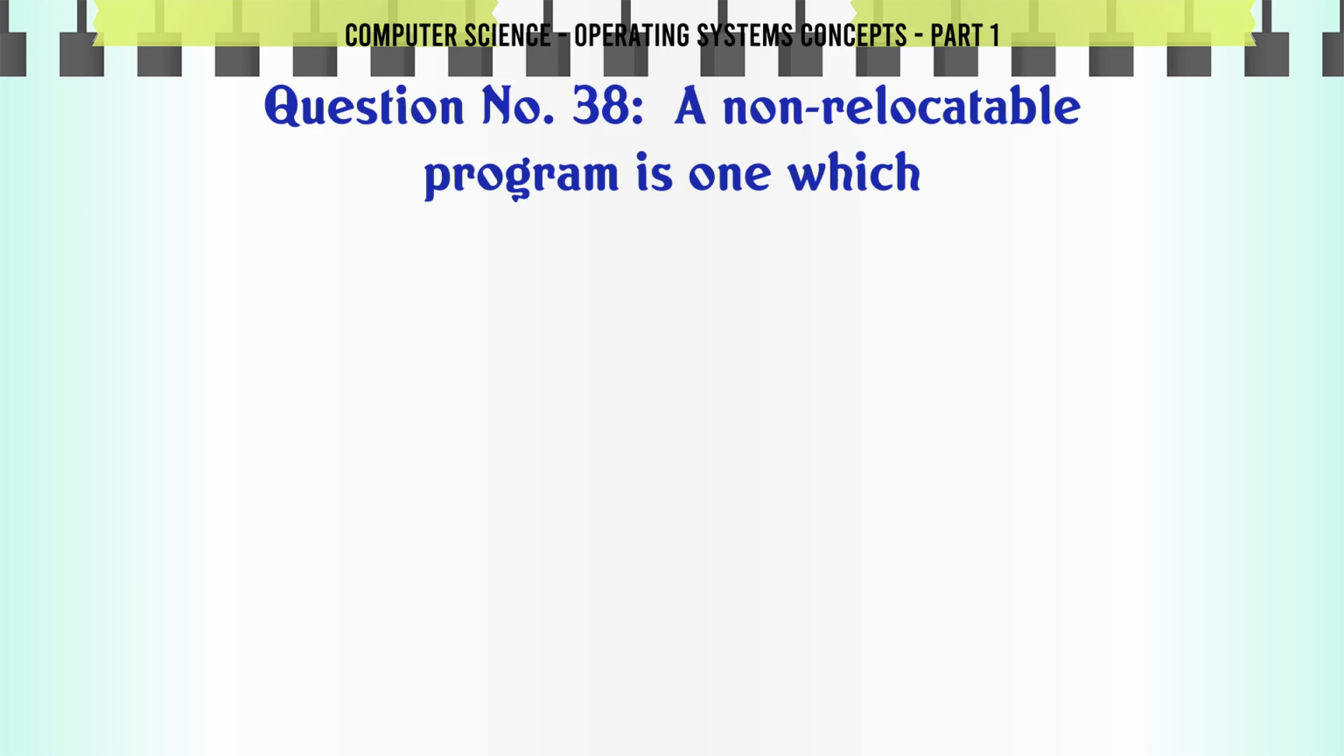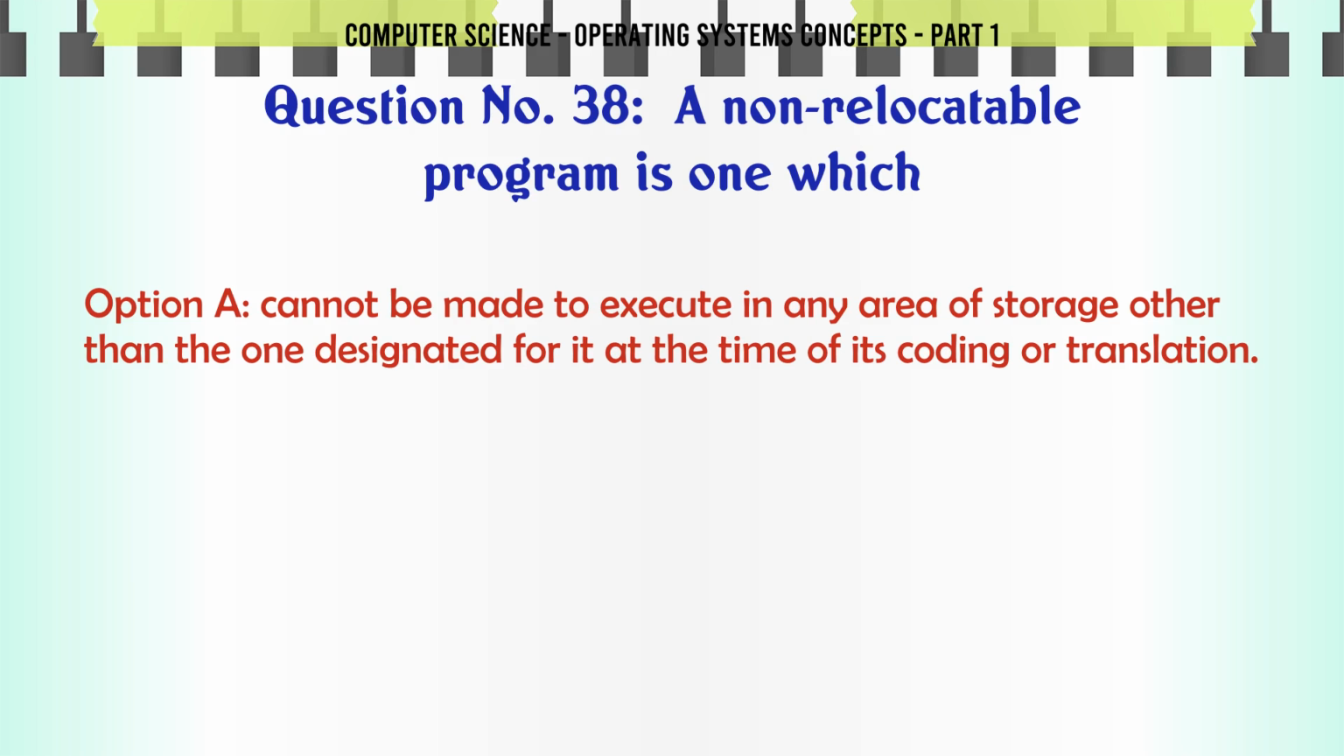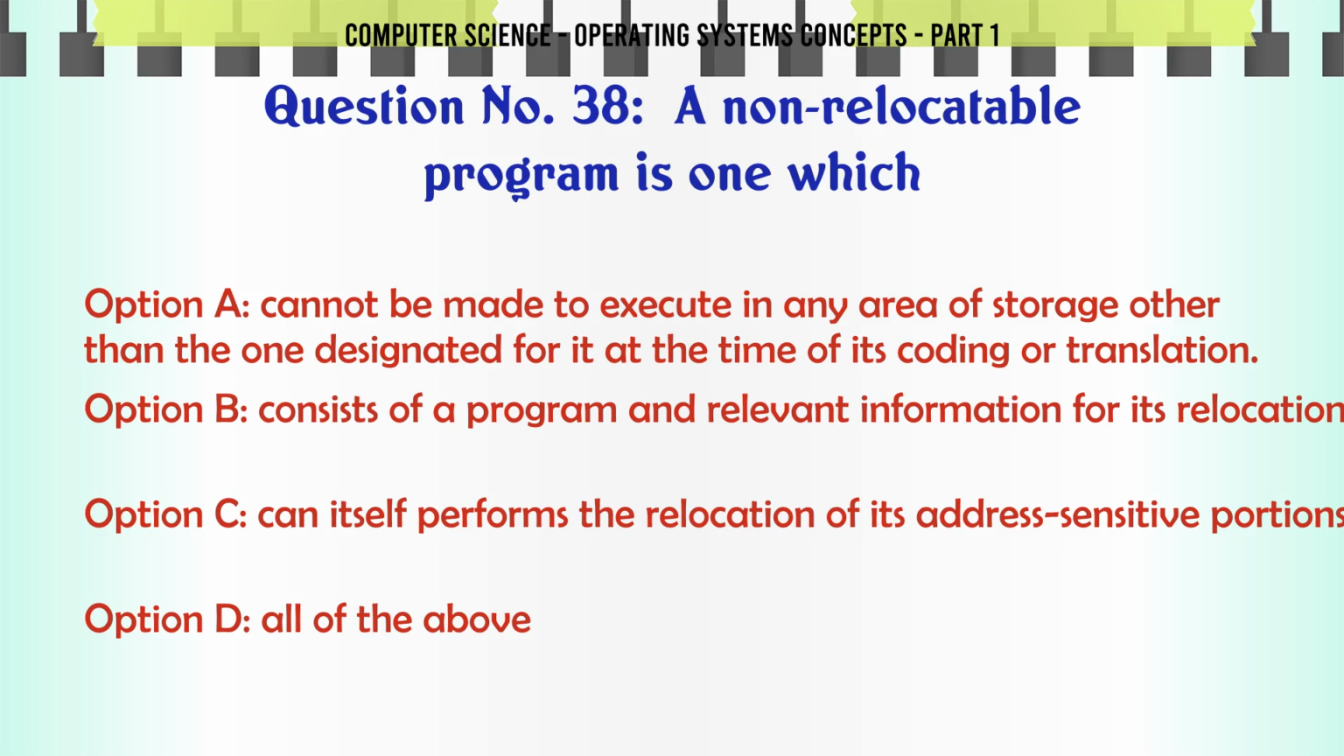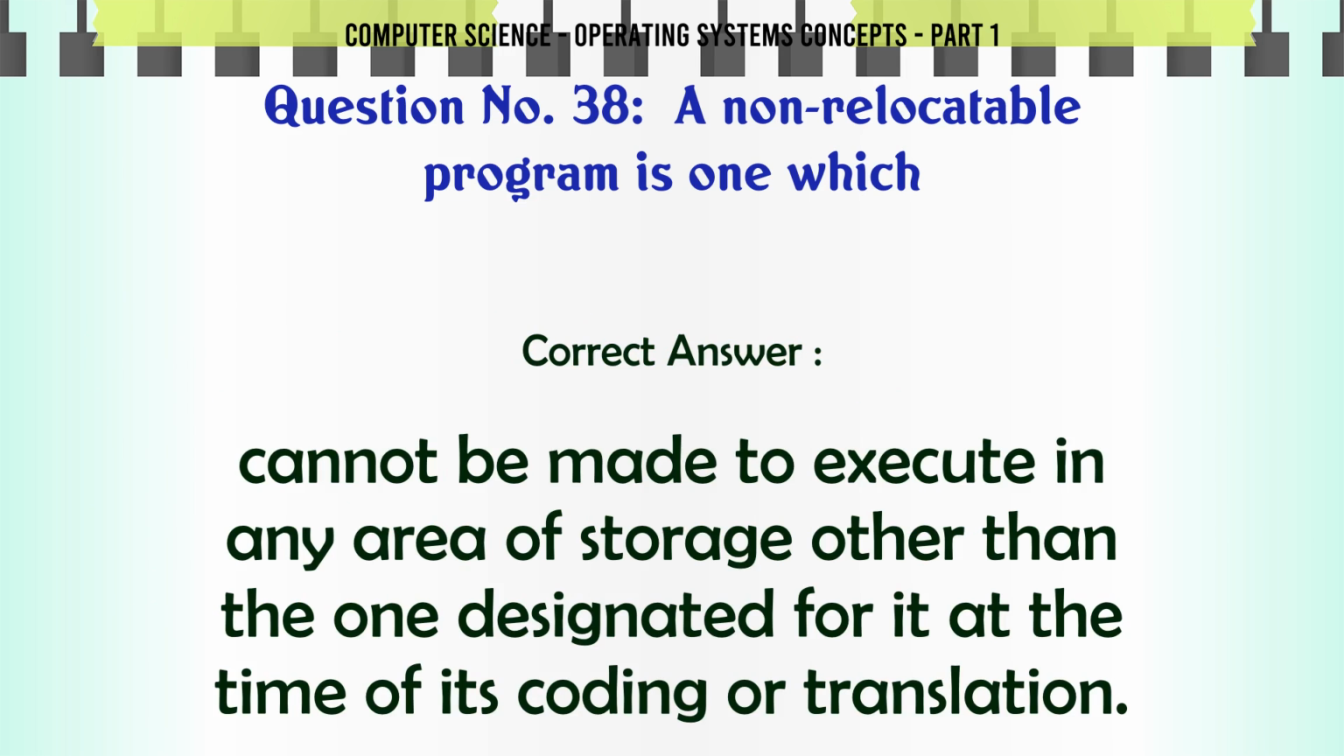A non-relocatable program is one which A cannot be made to execute in any area of storage other than the one designated for it at the time of its coding or translation. B consists of a program and relevant information for its relocation. C can itself perform the relocation of its address-sensitive portions. D all of the above. The correct answer is cannot be made to execute in any area of storage other than the one designated for it at the time of its coding or translation.